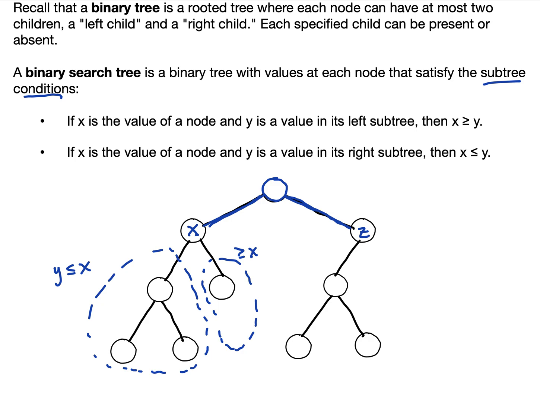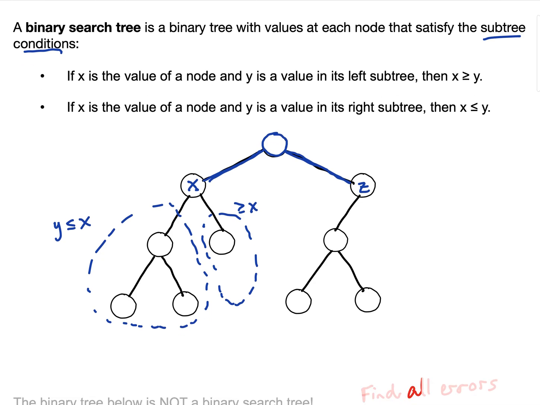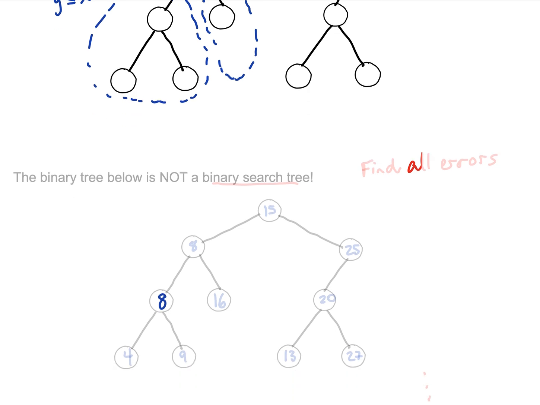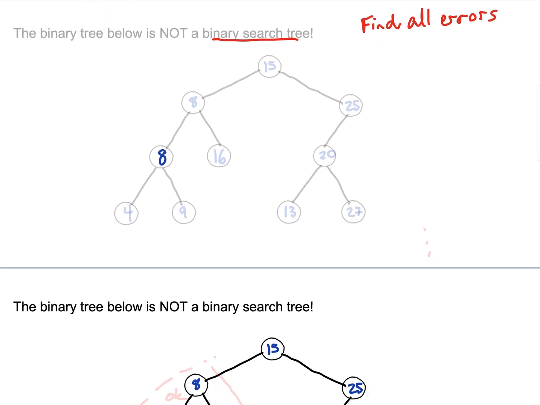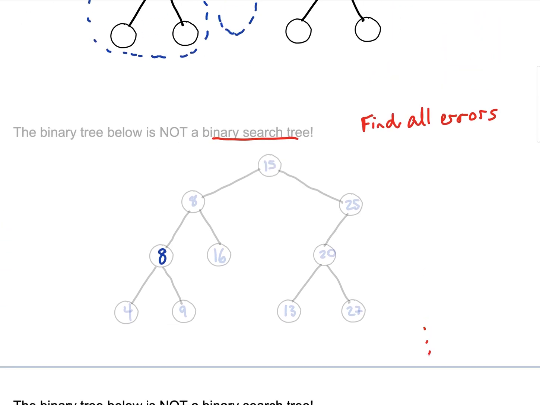So given the definition above, the binary tree that we see here is not a binary search tree. So why don't you pause and take a moment to find all errors. So what are all the reasons that this is not a binary search tree? So pause and try to think about that for a moment.